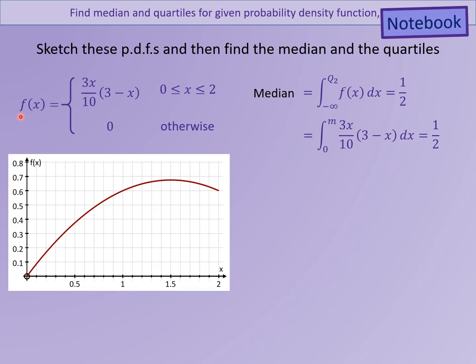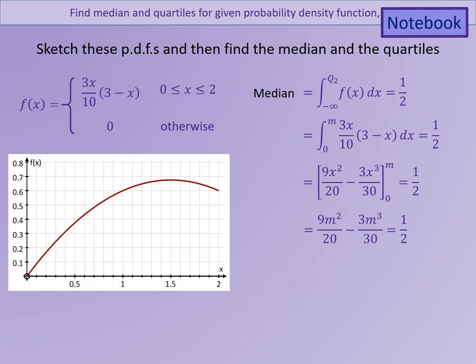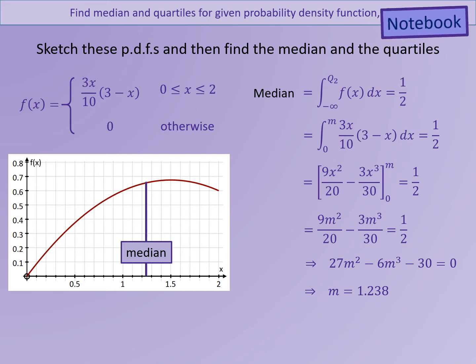So we're going to integrate the function from 0 up to, we're going to call q2 m for median. Integrate this function, set it equal to a half. If we were to calculate this by finding f of m minus f of 0, set this equal to a half, we're left with a cubic equation. We could use the calculator cubic solver for this. We find an m value of 1.238.